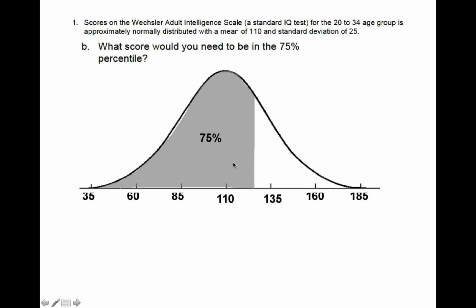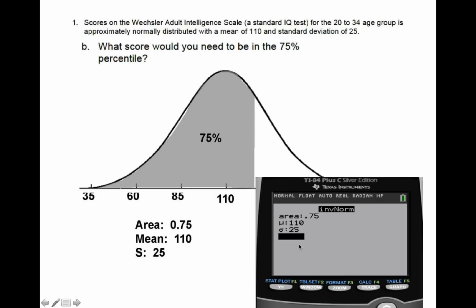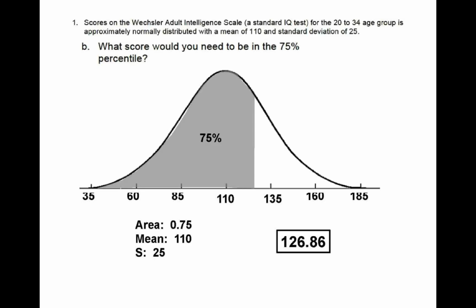When you're given the percent, it's inverse norm. So you're going to put in the area, the mean, and the standard deviation. So the area is always percent below the number you're trying to find as a decimal. So this is going to be 0.75. The mean is 110. The standard deviation is 25. You go second distribution, this time inverse norm number 3. And you type that in. You hit paste. You're not going to multiply by 100 because this is not a percent. Instead, it's a score of 126.86. And then you're going to mark that in your picture.